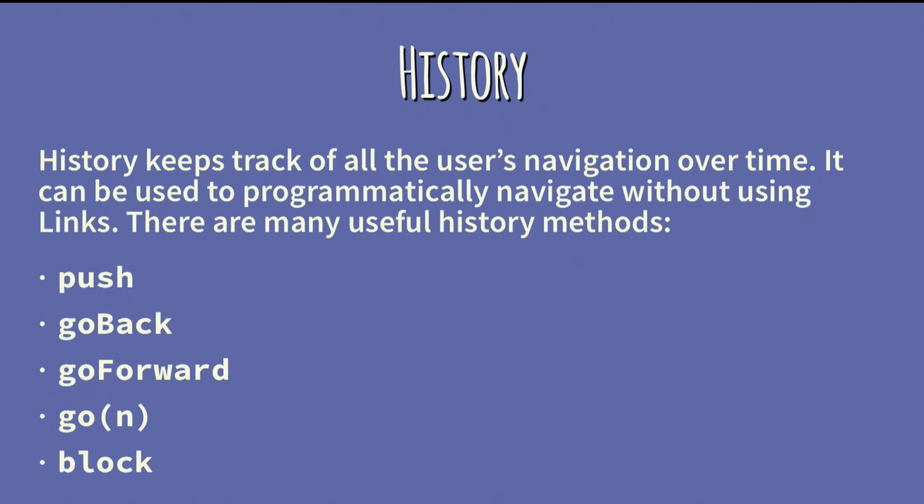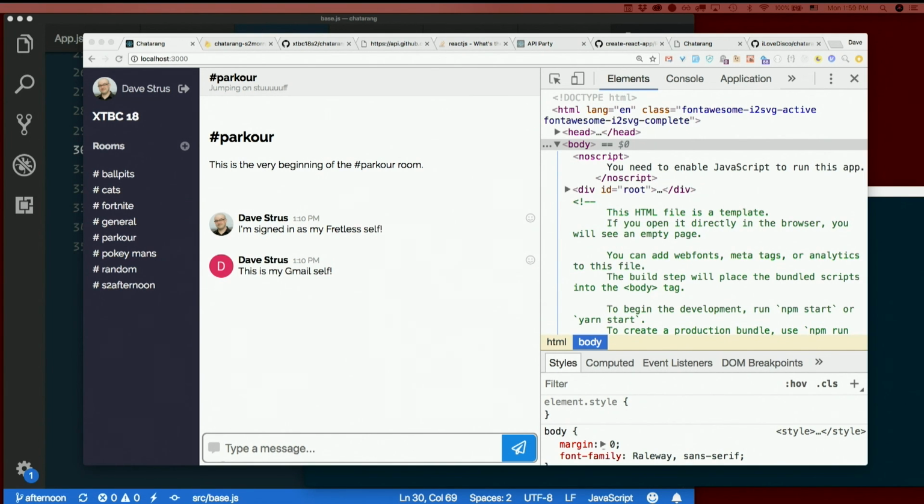So you can push new URLs onto history. You can go back, which totally simulates the back button. Go forward simulates the forward button. Go and passing in a number will go back that many places in history. Block does kind of what it sounds like, but we're not going to use that. So that is a quick overview of React Router. Let's see it in action.